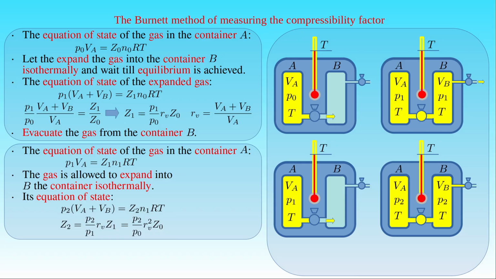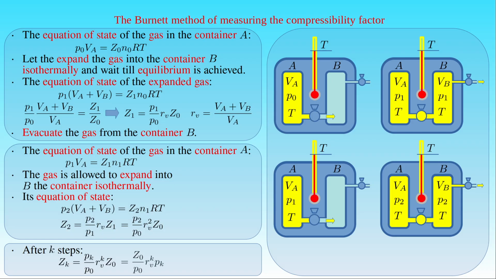At the end of the second step we close the valve separating the containers, open the valve of the outlet of the container B, and evacuate it by using the vacuum pump. Then we can continue the same procedure with the third step. After K steps, we will be able to express the compressibility factor Zk by the ratio of the pressure Pk to the initial pressure P0, times the ratio of volume expansion Rv to the power of K, times the initial compressibility factor Z0. The right-hand side is equal to Z0 over P0, times Rv to K, times Pk.